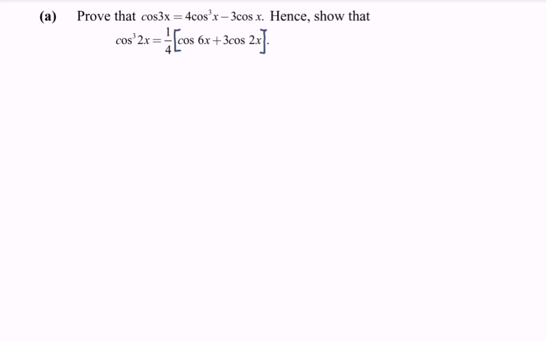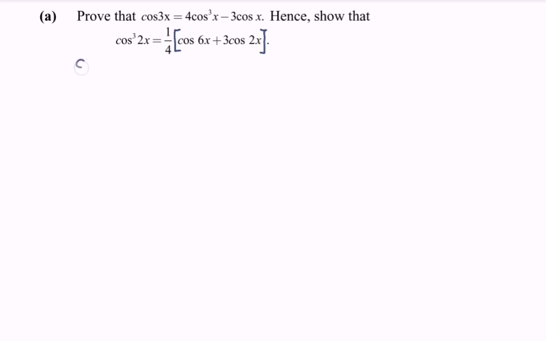Hello everyone, in this video I'm going to discuss the topic trigonometric function. Prove that cos 3x is equal to 4 cos cube x minus 3 cos x. So let's begin with the left hand side.